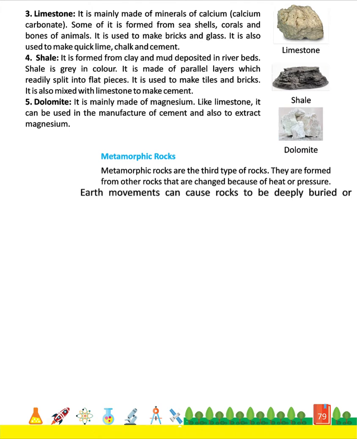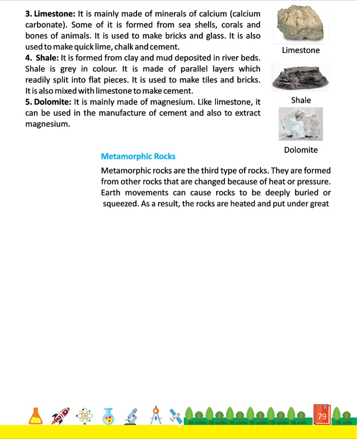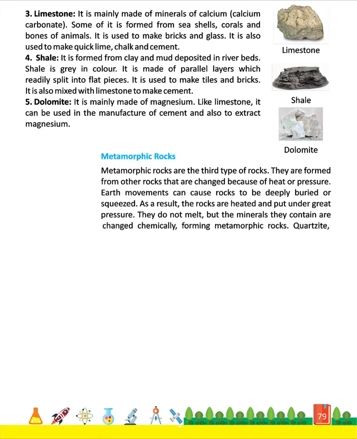Earth movements can cause rocks to be deeply buried or squeezed. As a result, the rocks are heated and put under great pressure. They do not melt, but the minerals they contain are changed chemically, forming metamorphic rocks. Quartzite, marble, slate, and igneous are some examples of these types of rocks.